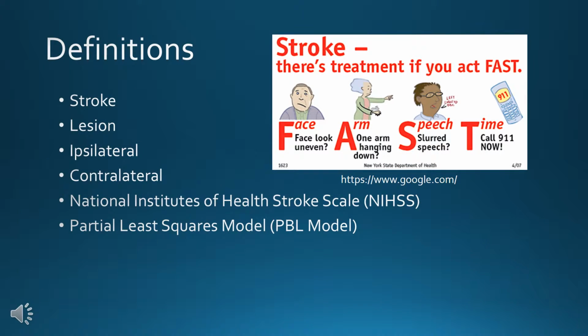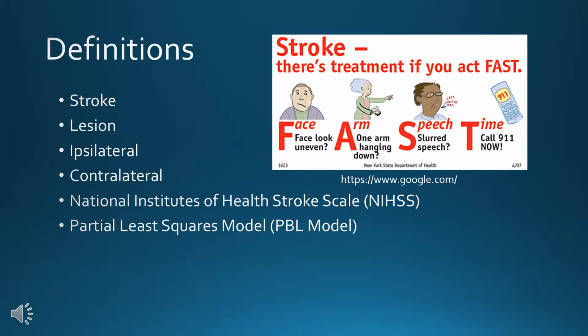Before we start into my paper, I want to go over some definitions. The first definition is of a stroke. It is what you could call a brain attack, because it is when an area of the brain is cut off from the blood supply, which means that these cells are cut off from their supply of nutrients, and usually these cells result in cell death.